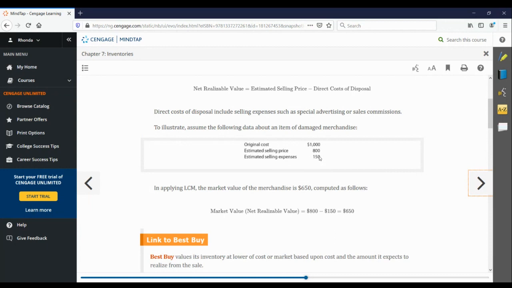So the first thing you would do is calculate the net realizable value of this merchandise. We would take the $800 selling price and subtract from it the selling expenses, and that will give you the net realizable value of this merchandise inventory, which is what we really think that we'd be able to get for this merchandise inventory, which would be $650.